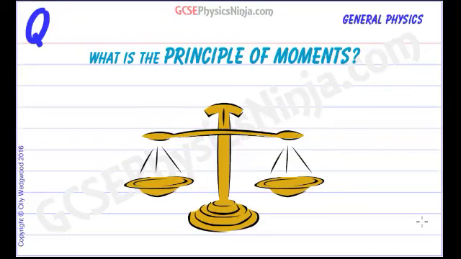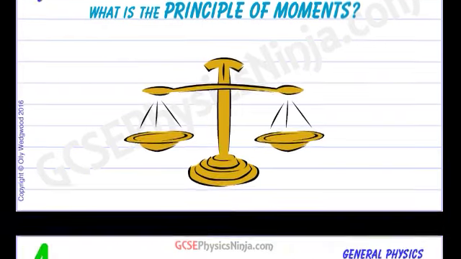The principle of moments tells us that if a body is in equilibrium, if it's balanced and at rest, then the sum of the clockwise turning forces about a pivot must equal the sum of the anti-clockwise turning forces about the pivot. And that's the principle of moments. You need to be able to explain that principle and write the definition of the principle of moments and explain a simple experiment to illustrate it.